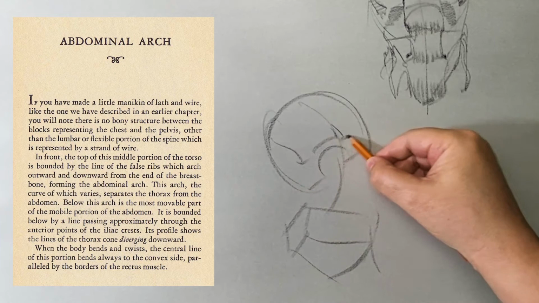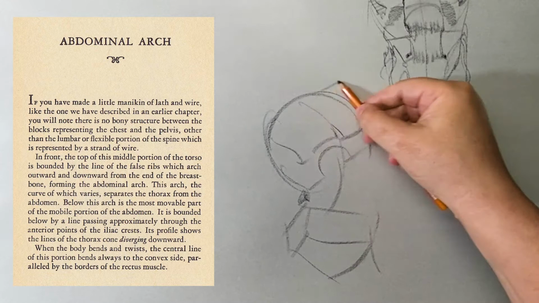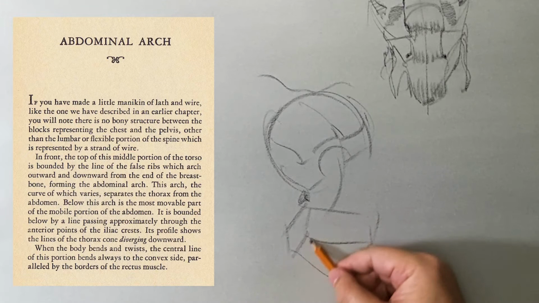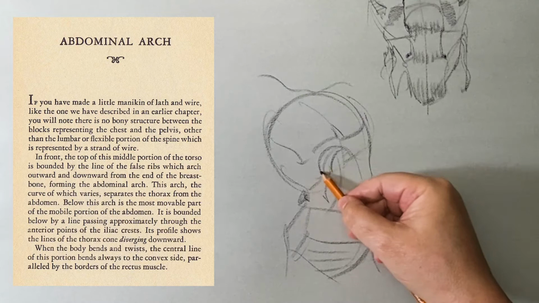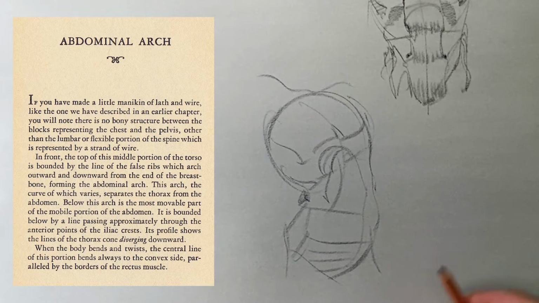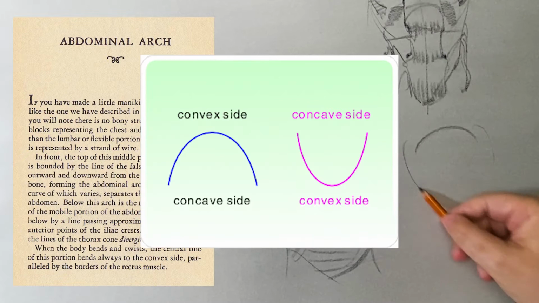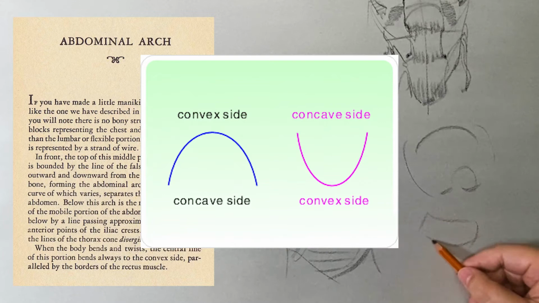This arch, the curve of which varies, separates the thorax from the abdomen. Below this arch is the most movable part of the movable portion of the abdomen. It is bounded below by a line passing approximately through the anterior points of the iliac crests. Its profile shows the lines of the thorax cone diverging downward. When the body bends and twists, the central line of this portion bends always to the convex side, paralleled by the borders of the rectus muscle.